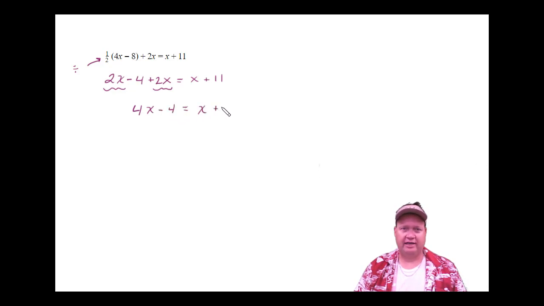x plus 11. And now we're just down to essentially the first lesson of solving equations, which is variables on both sides. And there's the smaller variable, it's x, this is 4x. So let's go ahead and move this smaller one. We'll take away an x on both sides. And that's going to leave us with 3x minus 4 equals 11.